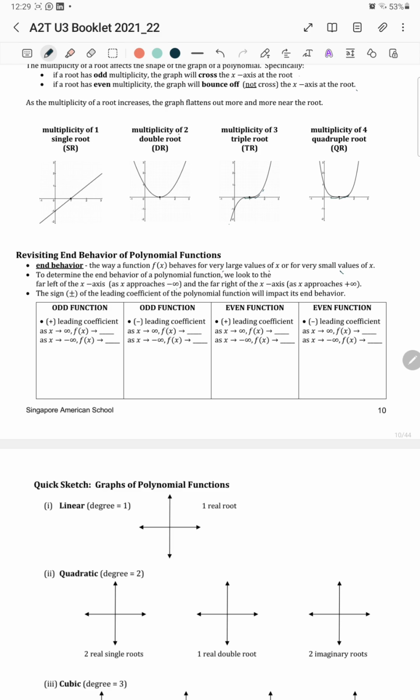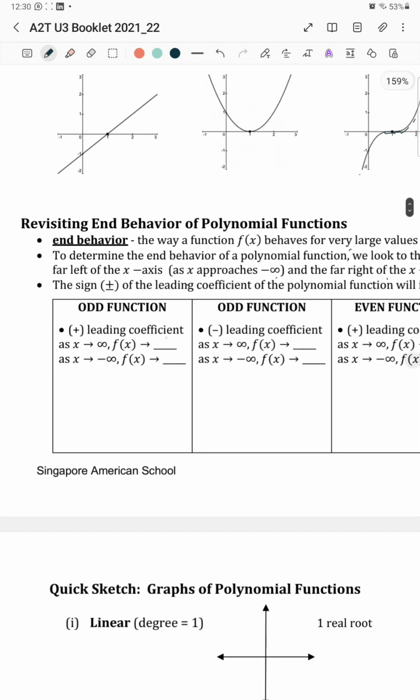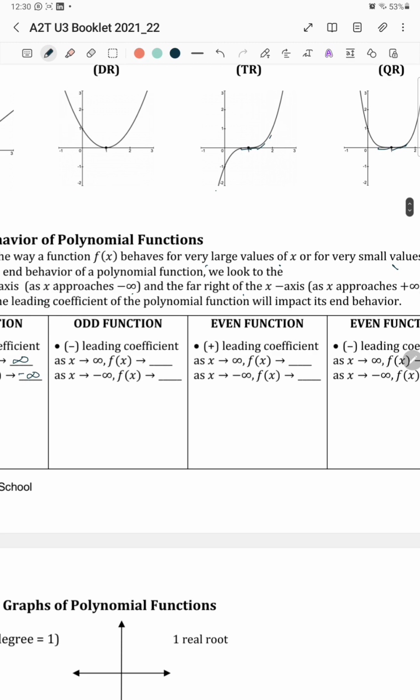The sign, plus or minus, of the leading coefficient of the polynomial function will impact its behavior. So as x approaches infinity, f of x approaches positive infinity, and as x approaches negative infinity, f of x approaches negative infinity. It is called increasing trend. Negative infinity and infinity, it is called decreasing trend.